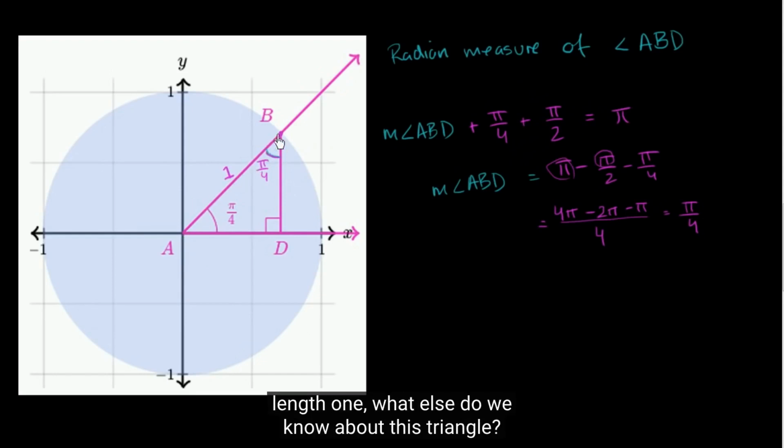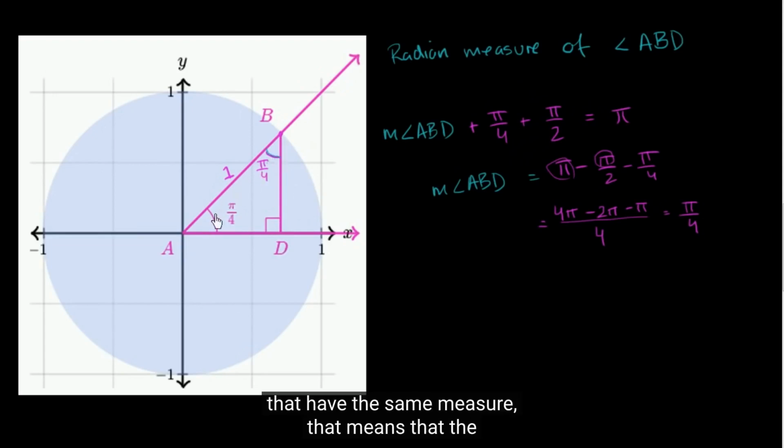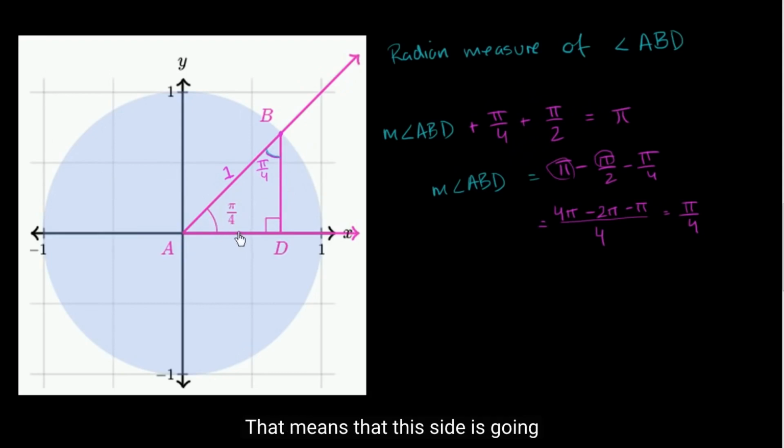What else do we know about this triangle? Can we figure out the lengths of segment AD and the length of segment DB? Well, sure. Because we have two base angles that have the same measure, that means that the corresponding sides are also going to have the same measure. That means that this side is going to be congruent to that side.